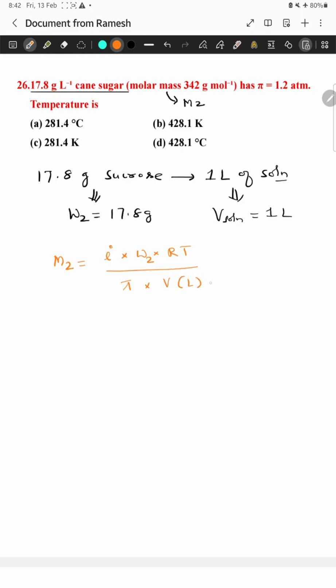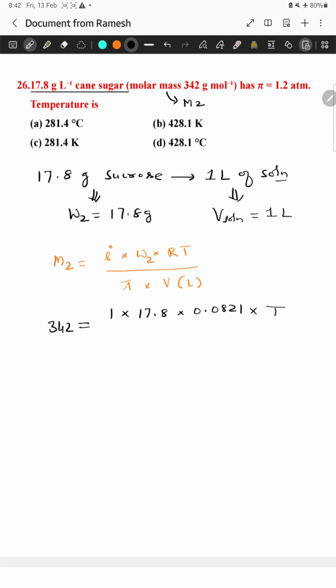Since volume is given in liters, no need to multiply 1000 in the numerator. Okay, so now directly substitute. So M2 value will be 342. Of course, for sucrose, Van't Hoff factor i value is 1. W2 they have given, what is that? 17.8. And of course, R value, you know that, 0.0821. It is a constant value, you have to remember.